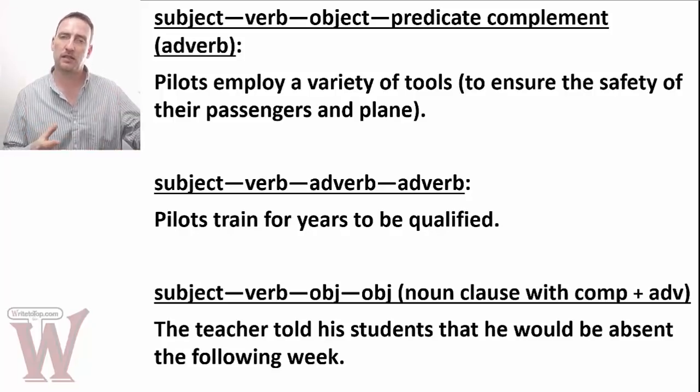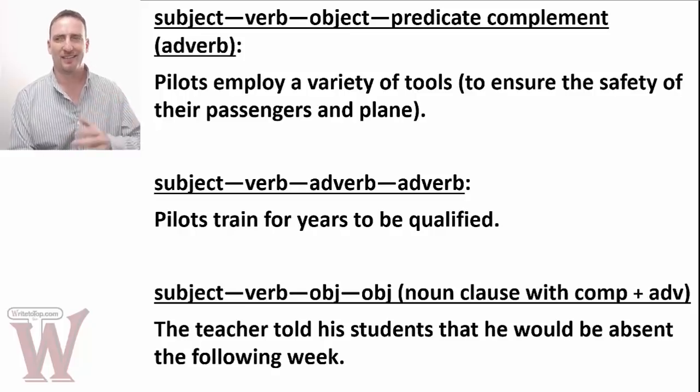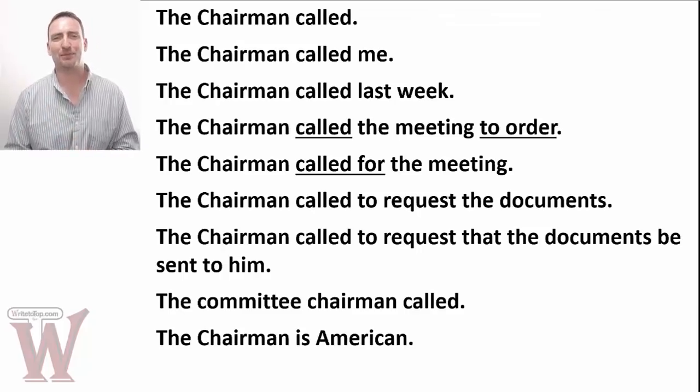He would be what? Absent. When? The following week. And that's your complete predicate. And the noun clause works as the direct object to told. The teacher told. And then who? His students. Okay? Hope this is all clear. Let's look at some more examples. The chairman called. Notice chairman is with a capital C. This is a title. The chairman called.